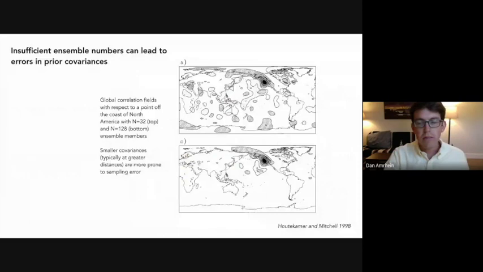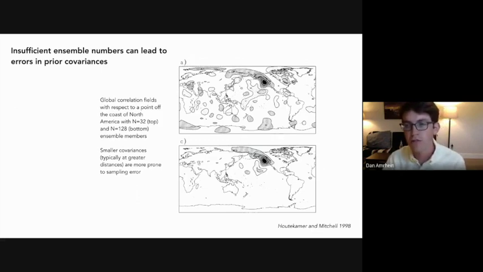Localization is necessary because in ensemble data assimilation, we're often limited by the number of model ensemble members that we can run, because it's expensive to run these models. Why this matters is that as we reduce the number of ensemble members, the regression patterns that we use to make our increments become less accurate.